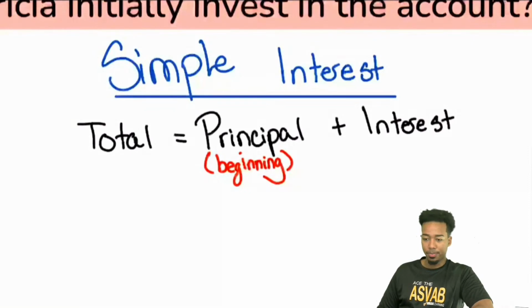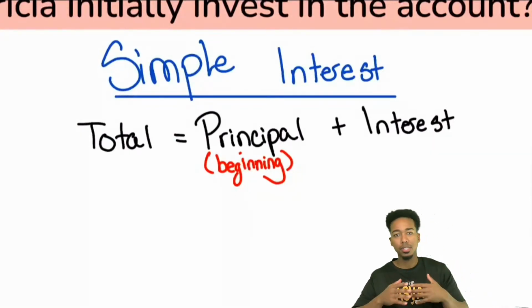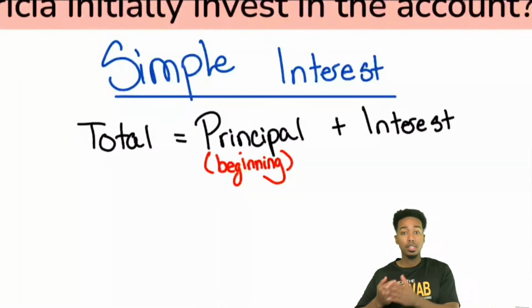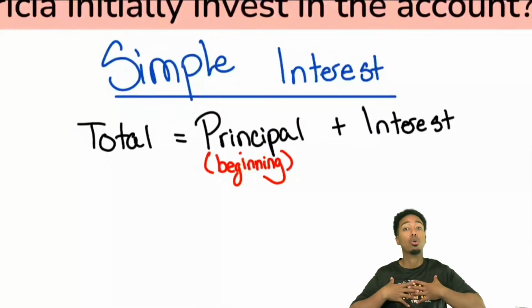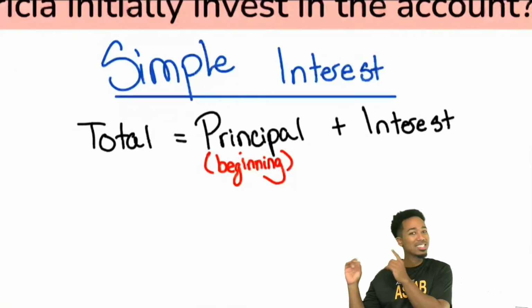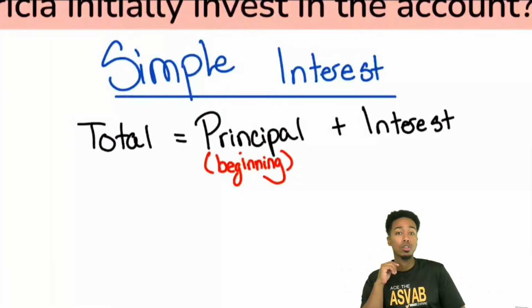So that's number one. This formula is pretty self-explanatory. When we're talking about investing, the final amount in the account is going to be what you initially put in plus the interest that you earned. You add those two things together, that's your total amount in the account. In this problem, that's not going to be very necessary to use, but in other problems, it could be, especially with questions that ask you, what's the final amount?